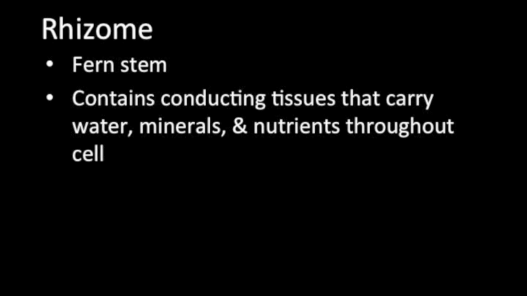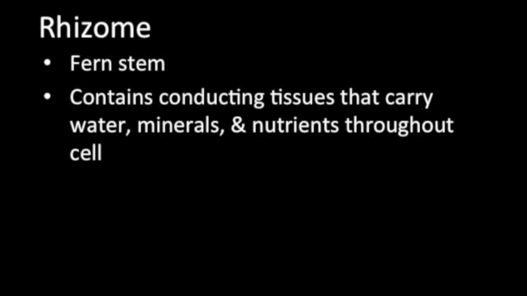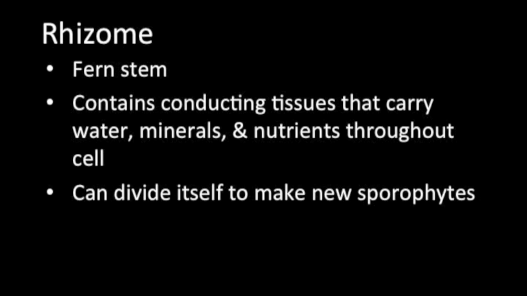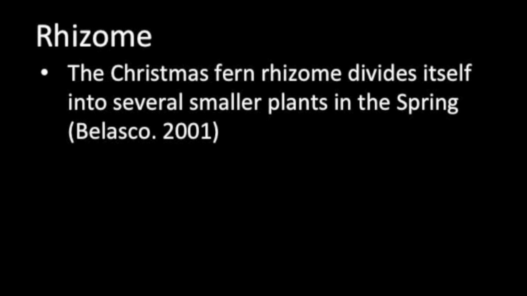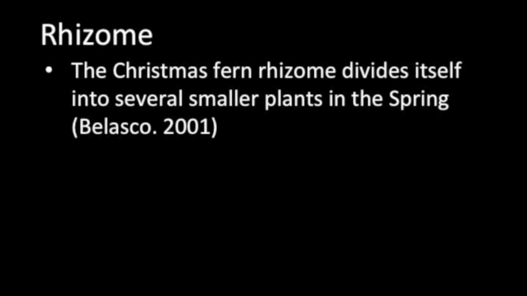A rhizome is a horizontal underground stem. Roots will appear and grow downward all along the rhizome as it expands underground. The rhizome contains the xylem and phloem, which are also known as conducting tissues. These tissues carry the water, minerals, and nutrition throughout the plant. In terms of reproductive function, some literature states that the rhizome can also give rise to new sporophytes. In Christmas ferns, this typically occurs in the spring when the rhizome divides itself into several smaller plants.